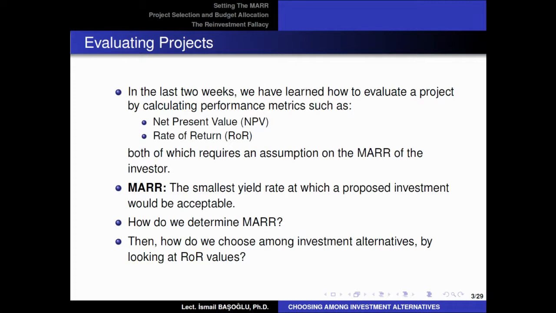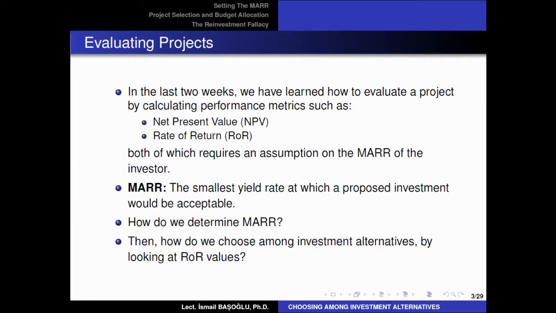But in all of these analyses, you make an analysis or comparison based on the minimum attractive rate of return that you assume. What is the definition of minimum attractive rate of return? It is basically the smallest yield rate at which a proposed investment would be acceptable. So if the annual return of a project is less than the minimum attractive rate of return, then that project is not acceptable. So you say that I would only invest in projects which have the annual yield that is at least equal to the minimum attractive rate of return.